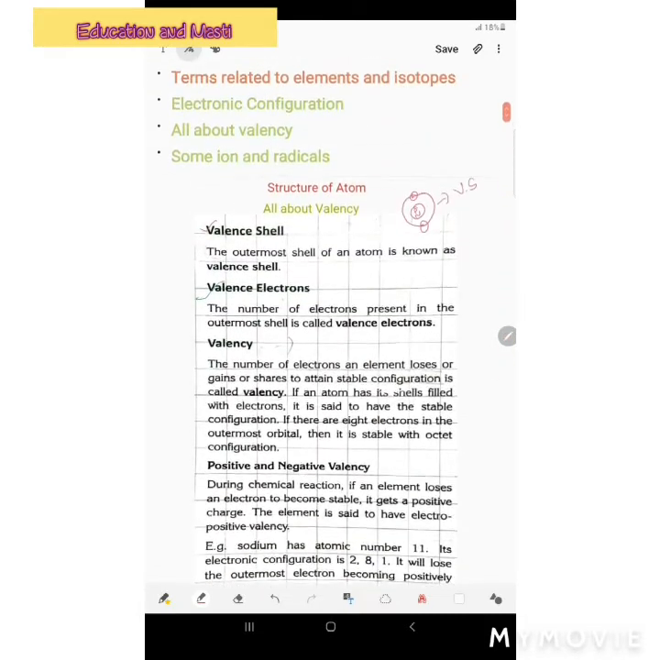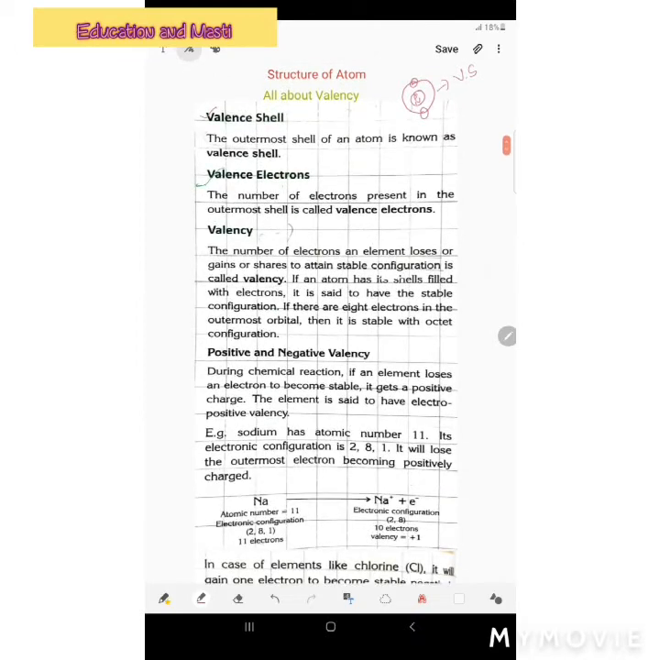Now we understood the valence shell and valence electrons. Now move to valency. So what is valency? The number of electrons an element loses, gains or shares to attain a stable configuration is called valency. The 3 things valency is doing: either it is gaining some electrons, sharing some electrons, or losing some electrons to make the configuration stable. If an atom has its shell filled with electrons, it is said to have a stable configuration.